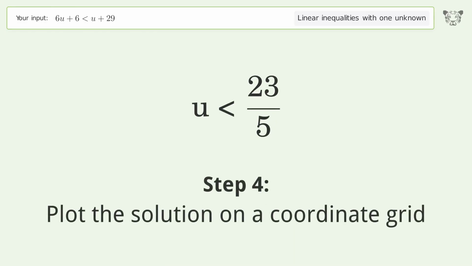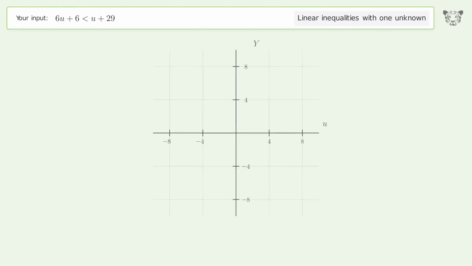Plot the solution on a coordinate grid. And so the final result is u smaller than 23 over 5 smaller than 43 over 5.